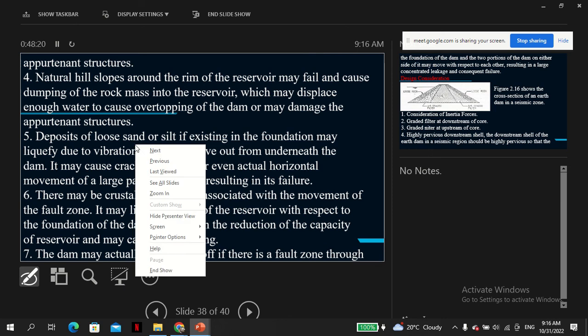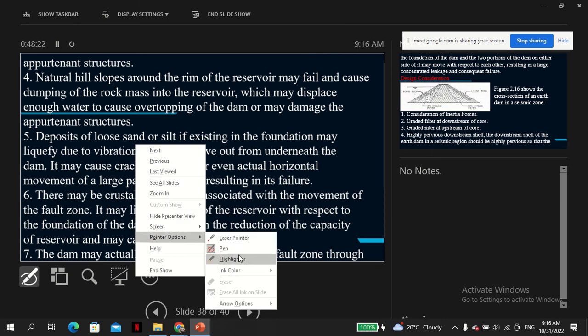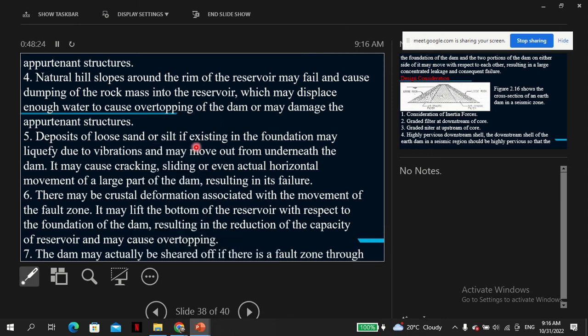Deposits of loose silt, if existing in the foundation, may liquefy due to vibrations and may move out from underneath the dam. It may cause cracking, sliding. Yeah, these are very real issues.